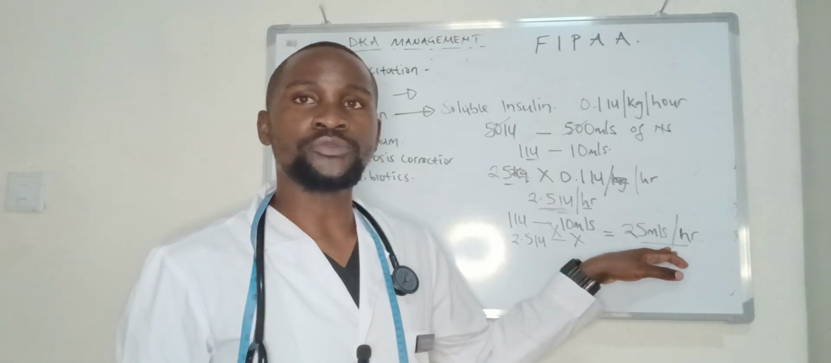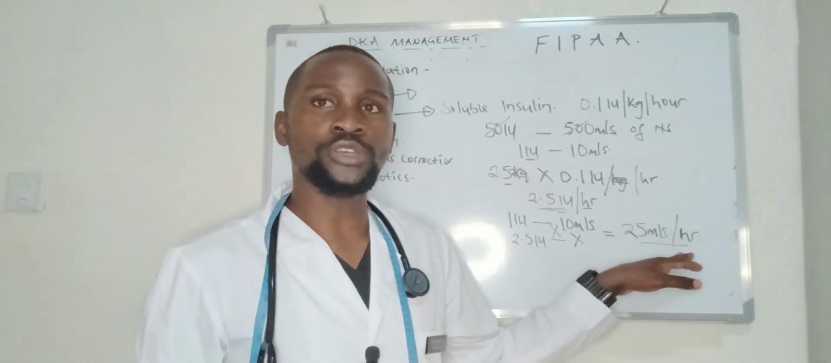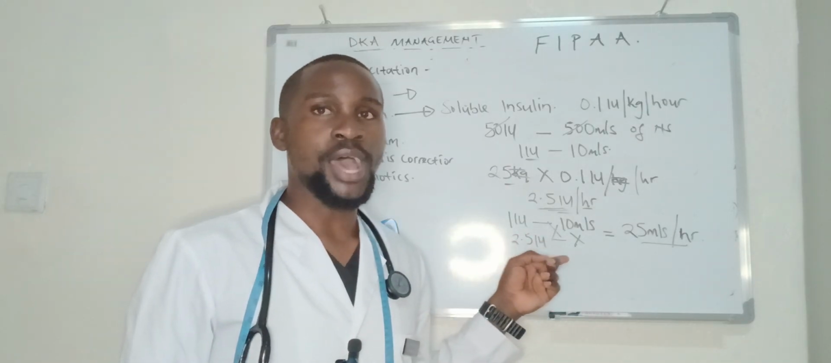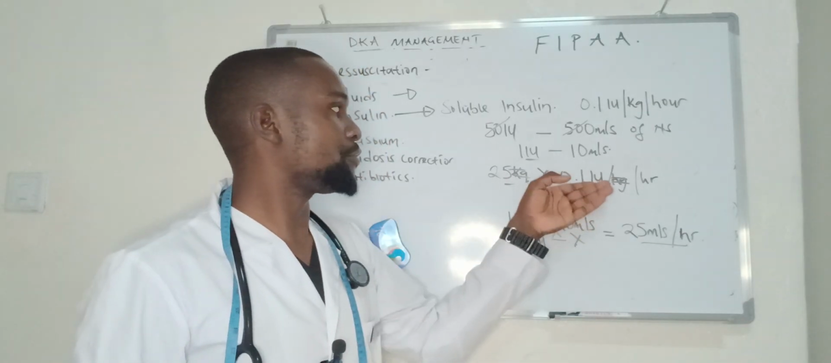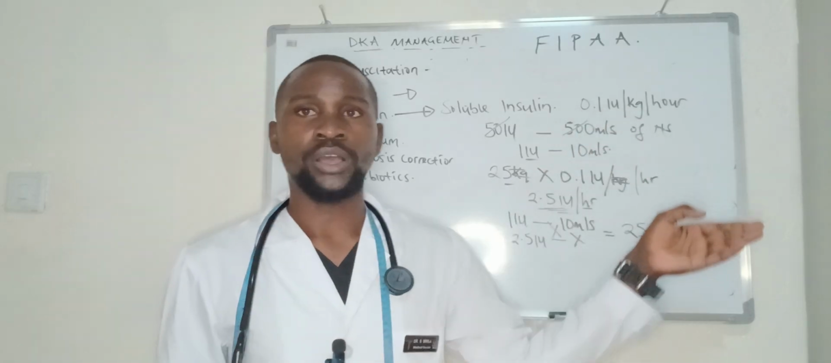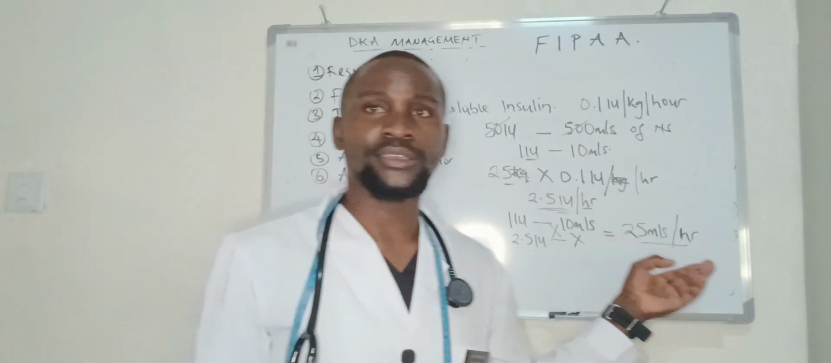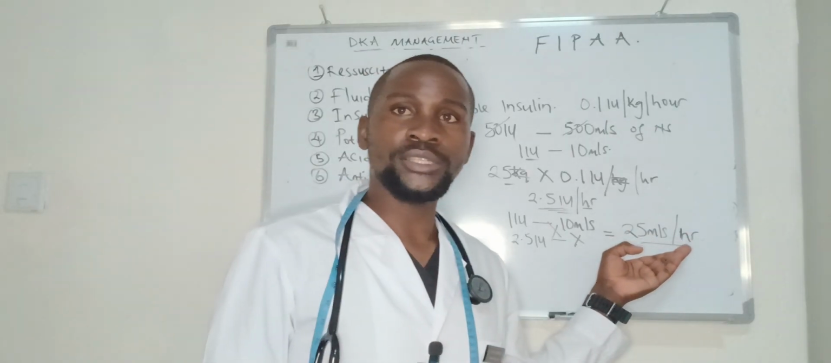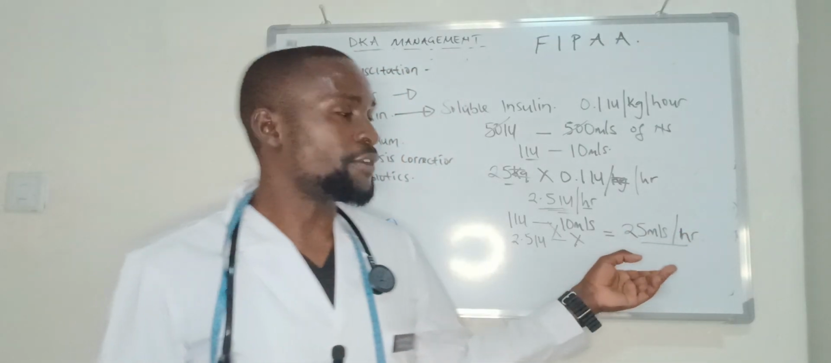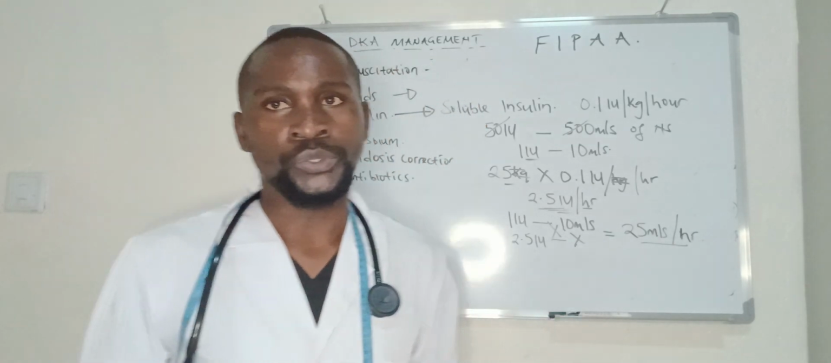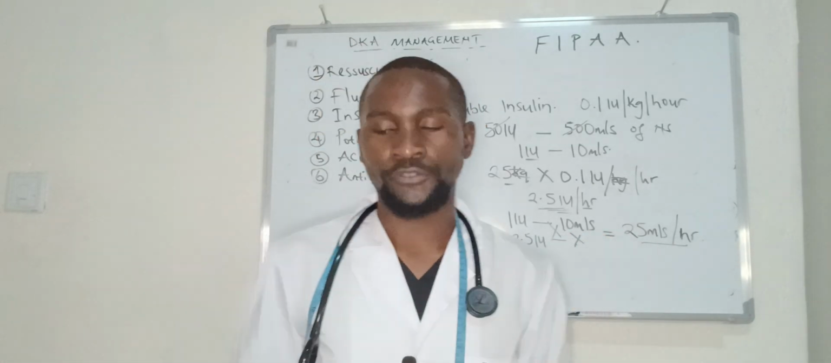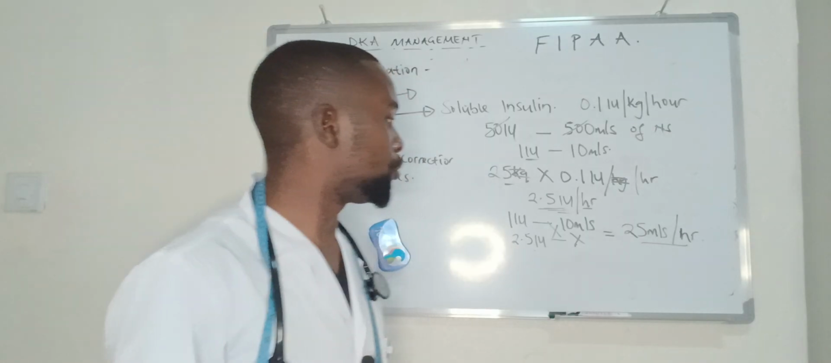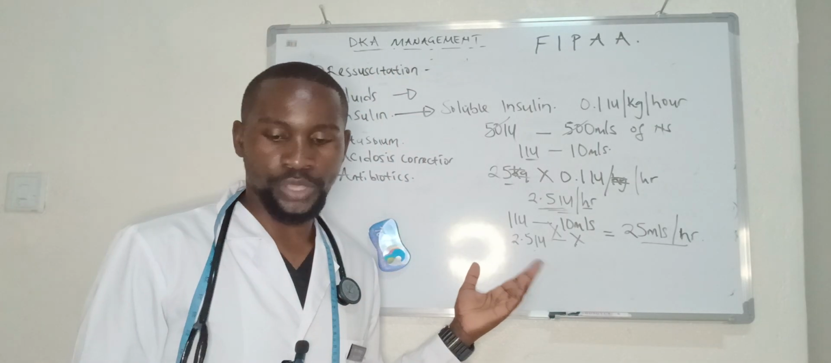Meaning, if the infusion is running at 25 mils per hour, you'll be delivering 2.5 international units per hour in this particular patient, which is in line with the 0.1 international units per kg per hour. So this is the one you set. You can even use this flow rate to calculate the drop factor, the number of drops that you are going to use in this patient if you don't have an infusion pump. So this is how you are going to be giving your insulin.